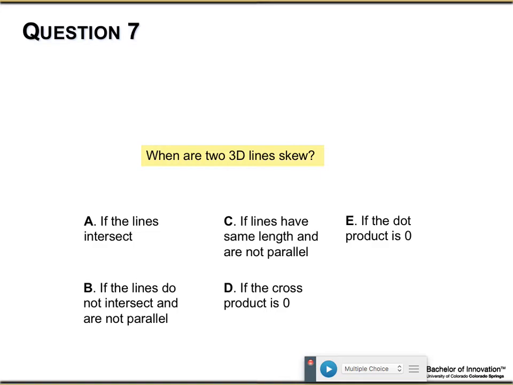Okay, very quick question. This one you should be able to do on your own. When are two 3D lines skew?